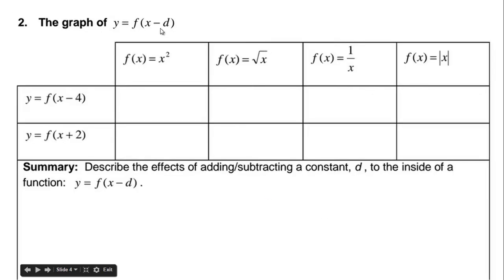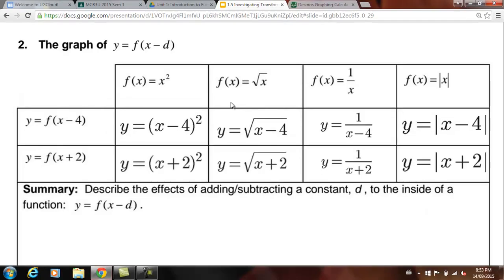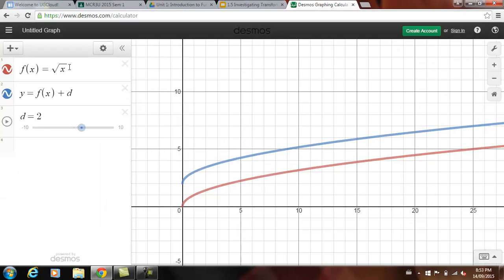This one's similar. First we write down the equations, and then we can write down the equation of both. And what we actually see is an opposite effect.